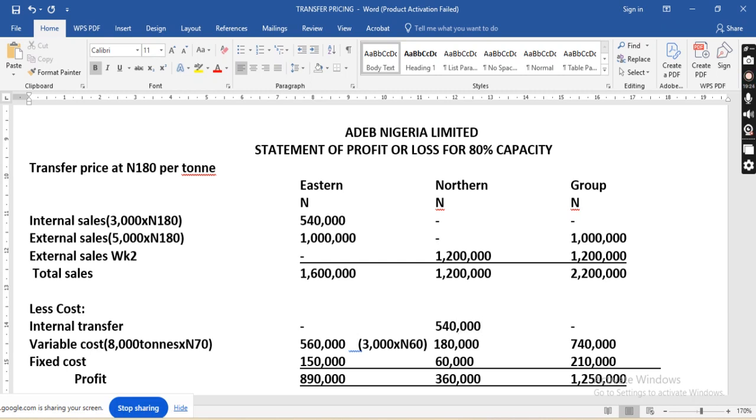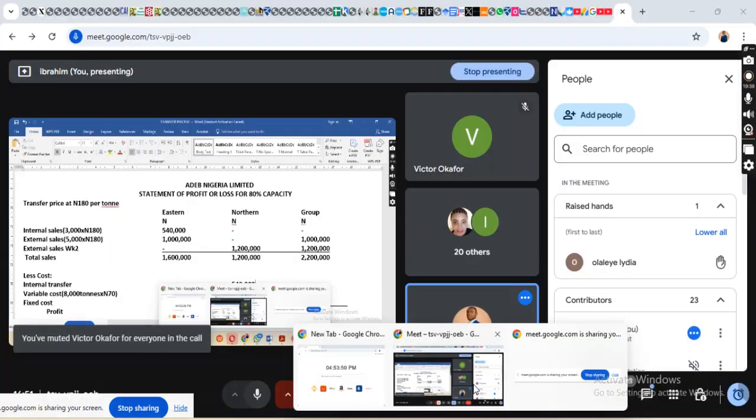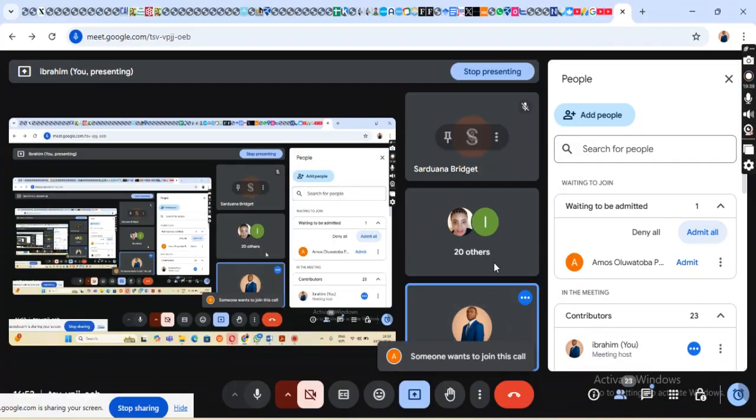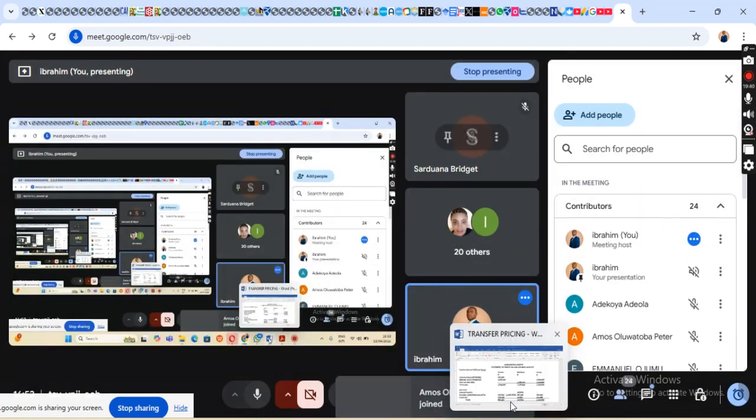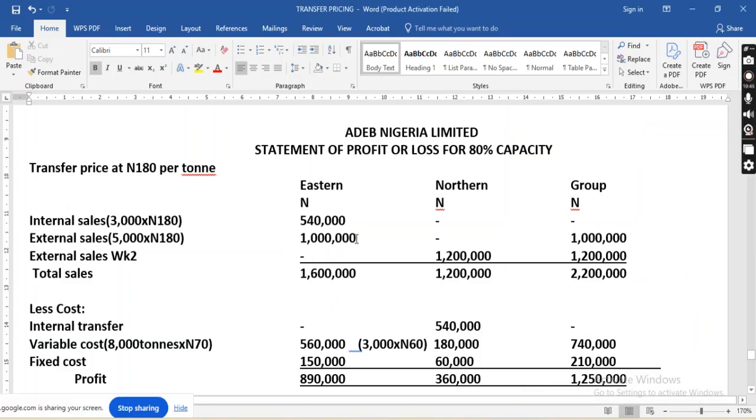But the question is, for the Eastern Division, is it fair enough to be transferring based on the market price? And we are talking about motivation of divisional performance, divisional managers, right? Is it fair enough? So we need to change. Okay, please figure 180 times 5,000. 900,000. So this is 900,000.